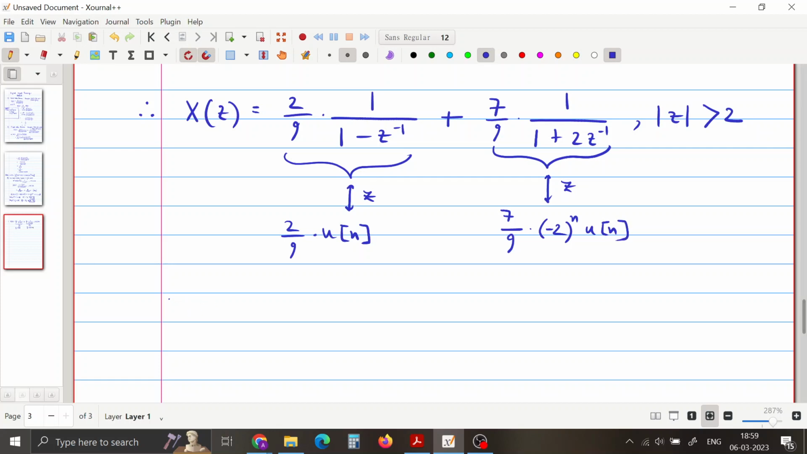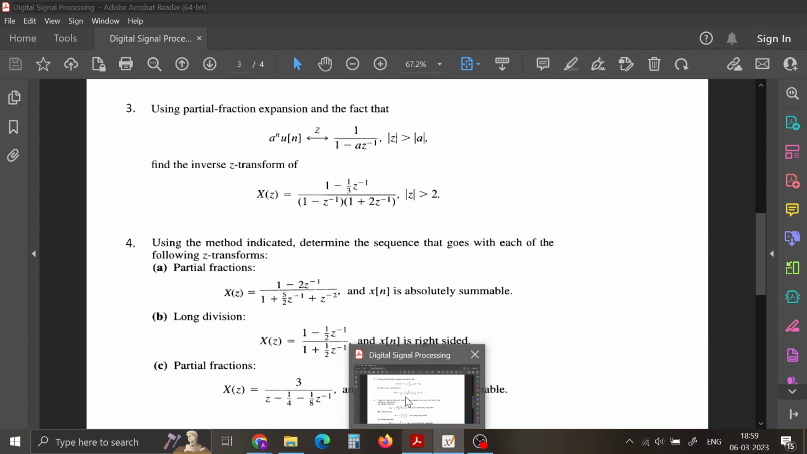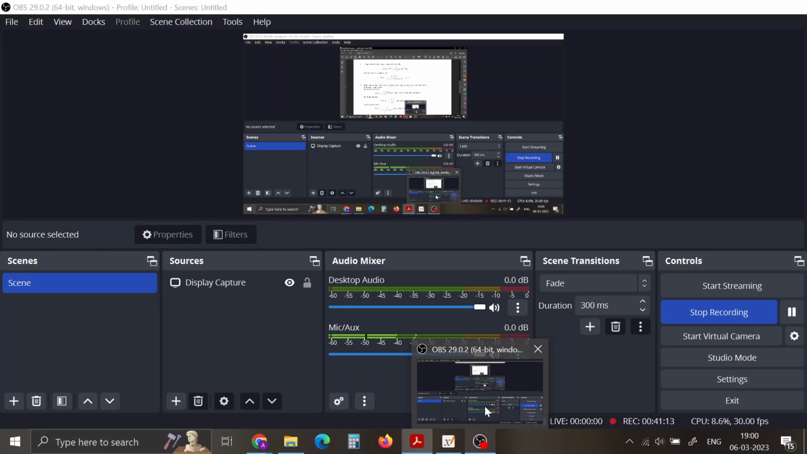And now simply by linearity of Z transform, we can write our overall x of n as the sum of these two terms. That's it. So this is our required inverse Z transform, that is the time domain sequence, which was being asked in the question. So we have used the partial fraction expansion method to find x of n from given capital X of z. Great. So let me check if recording is going on. Yes, it's going on.